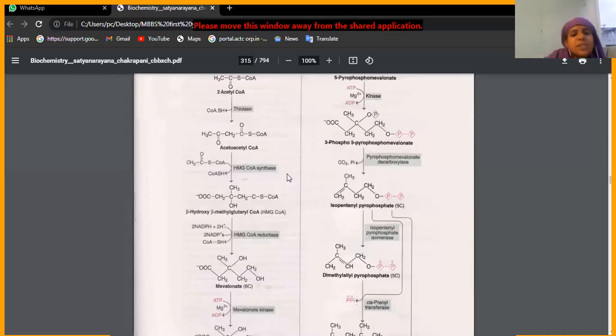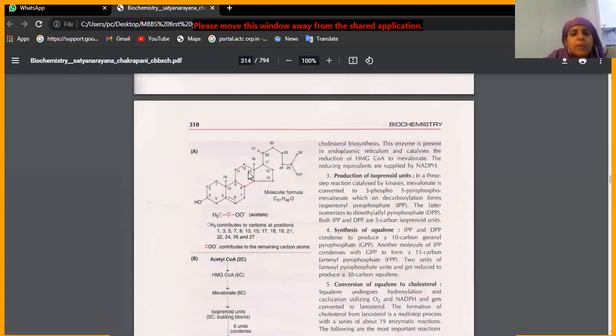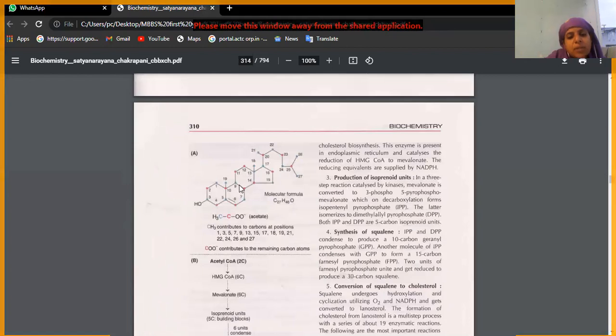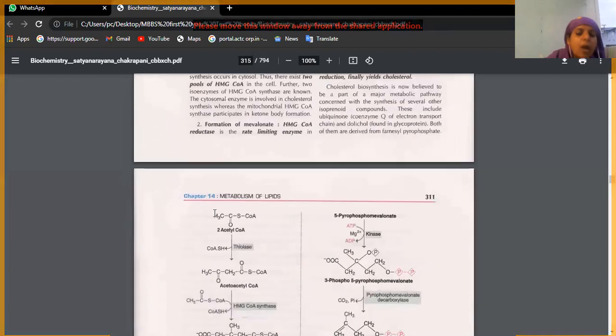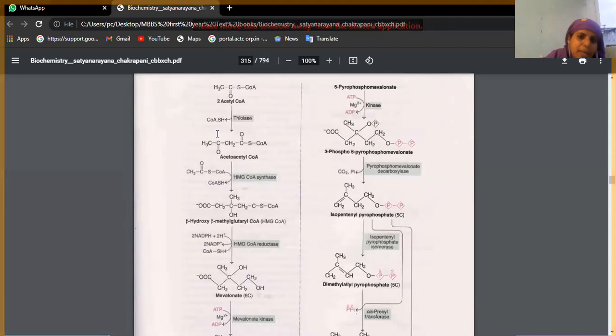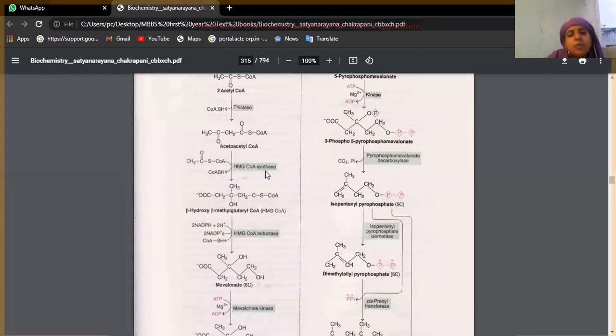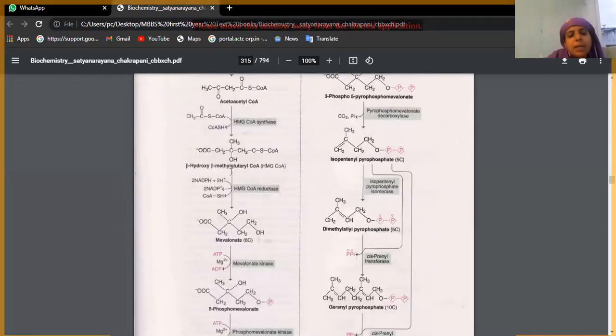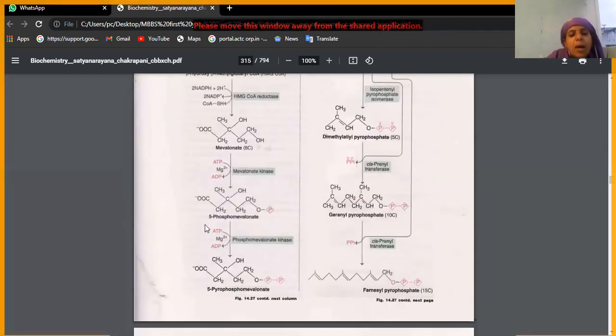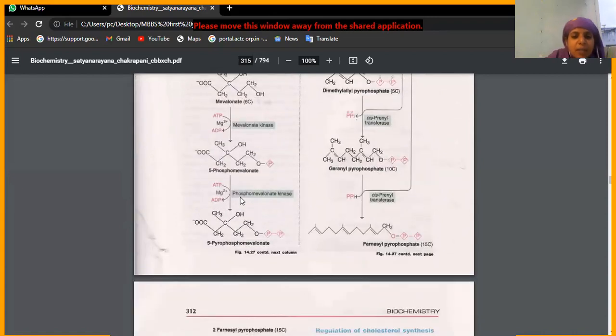Once you know the structure of cholesterol, the question will be to draw the structure of cholesterol. Cholesterol synthesis, all these steps you have to memorize. 2 acetyl-CoA in the presence of thiolase forms acetoacetyl-CoA, from here HMG-CoA, beta hydroxy beta methyl glutaryl-CoA, then HMG-CoA reductase, mevalonate, 5-phosphomevalonate in the presence of mevalonate kinase, then phosphomevalonate kinase.